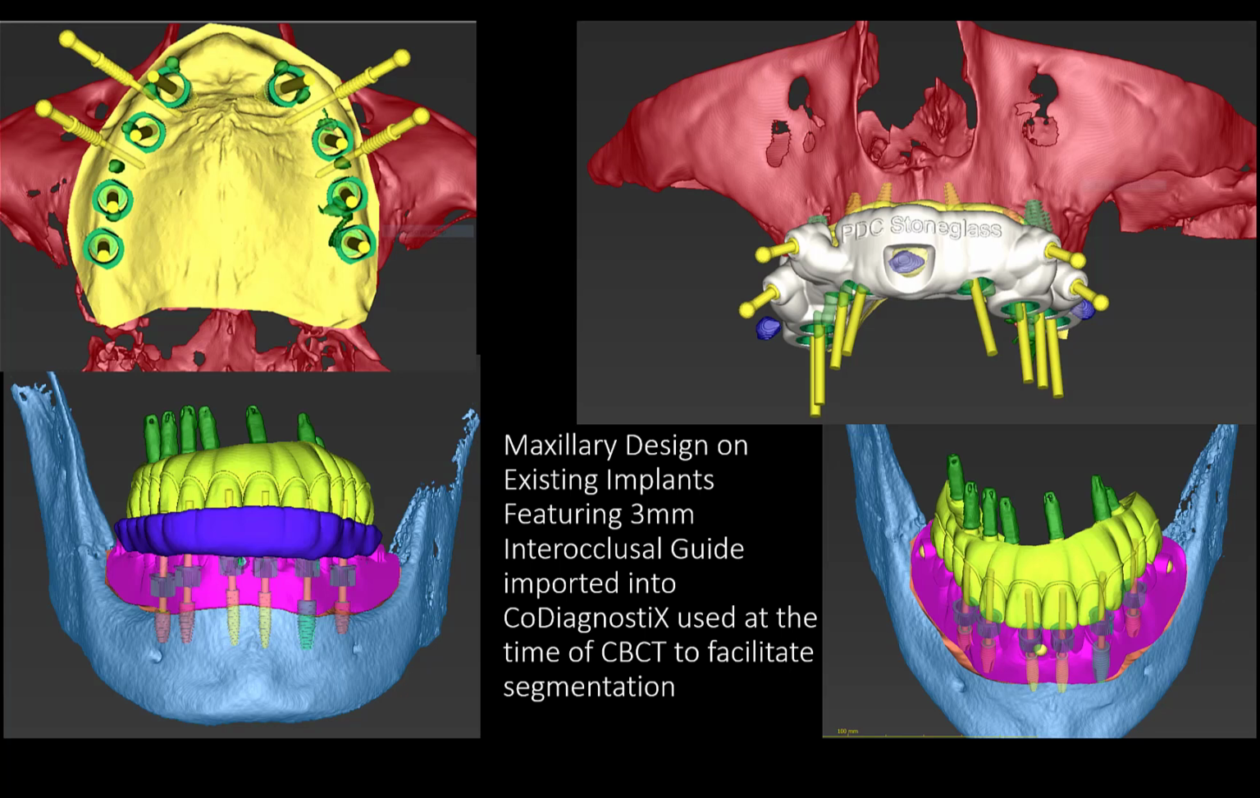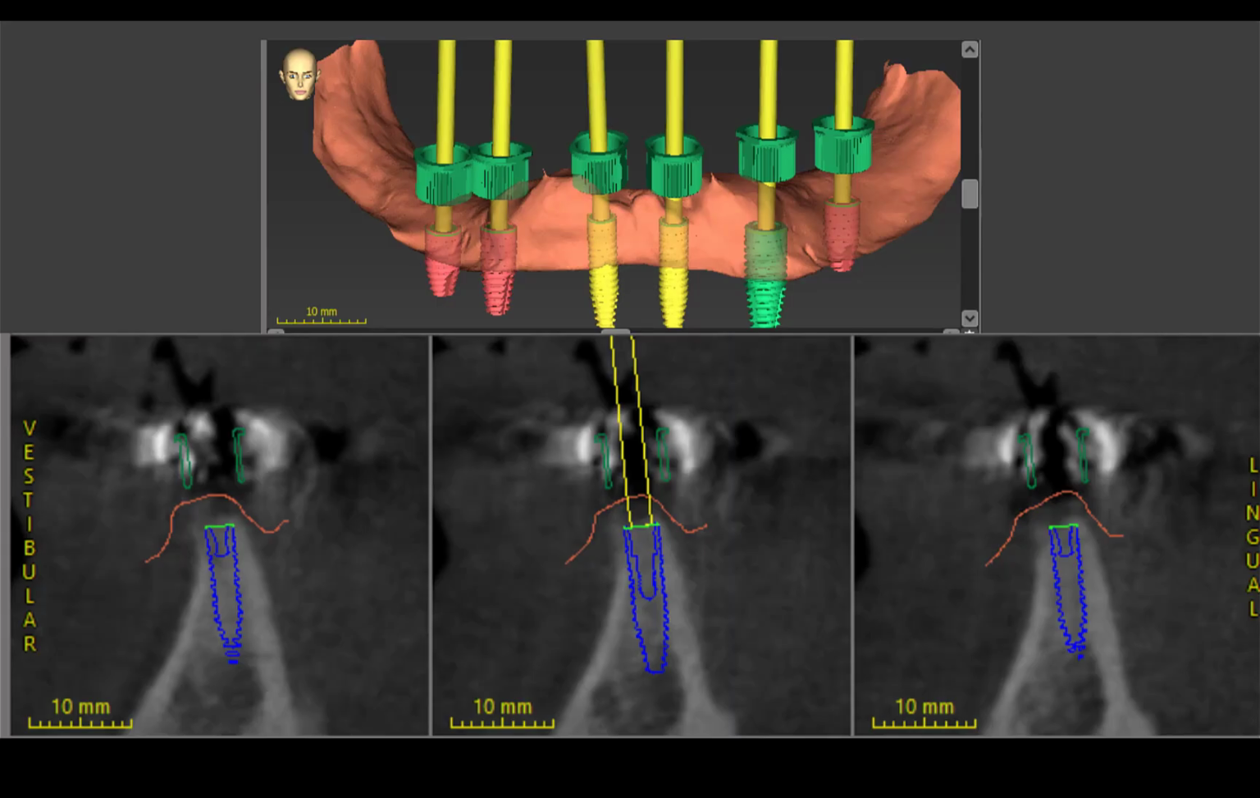Here you also see how a VDO guide was generated by PDC and worn during the CBCT so that it could provide precision vertical support and facilitate easier segmentation of the target arch in the surgical planning software. It can also be useful for immediate load cases. This is a closer depiction of a cross-sectional application of the soft tissue imported from PDC into co-diagnostics.